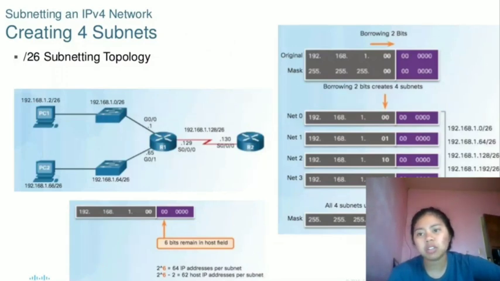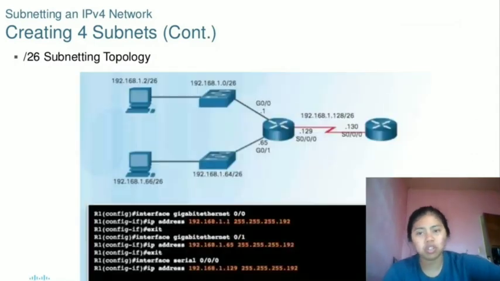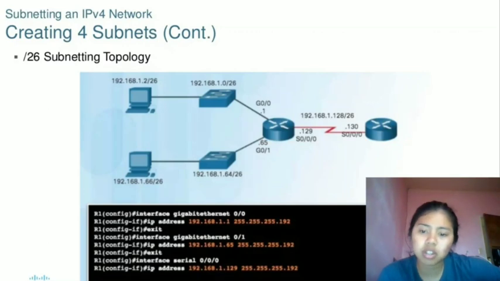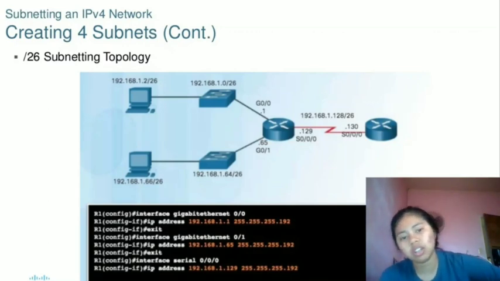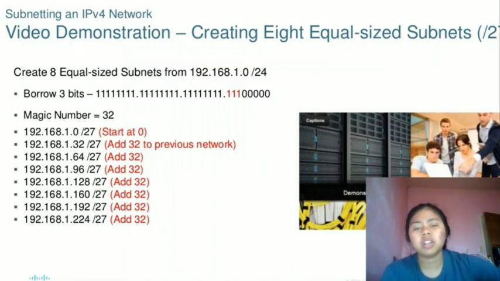Creating 4 subnets. /26 subnetting topology. Creating 4 subnets, continuation. This is how you create or solve the subnet topology or subnet ping. Then that's the gigabit interface and the serial interface. Creating 4 equal size subnets. Creating 8 equal size subnets.